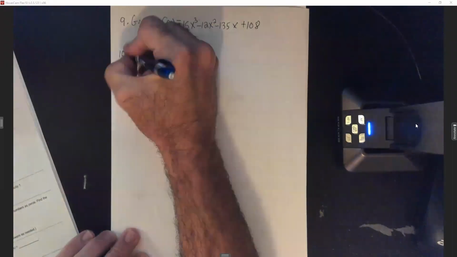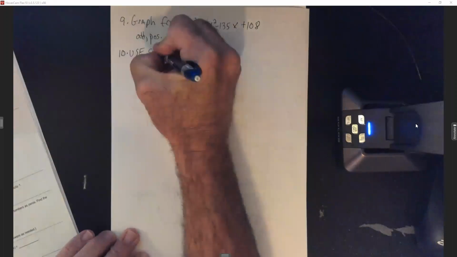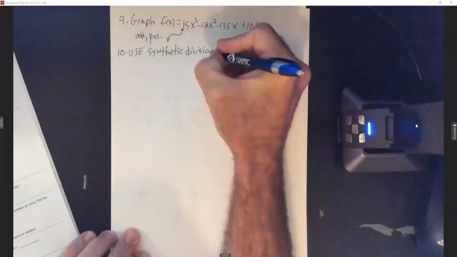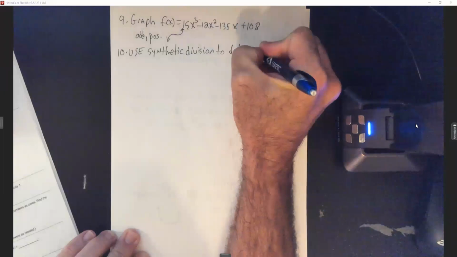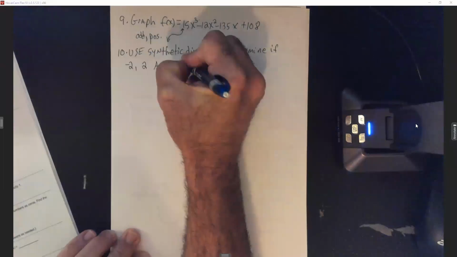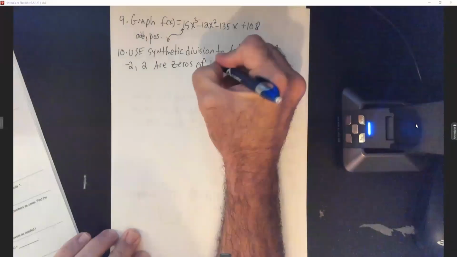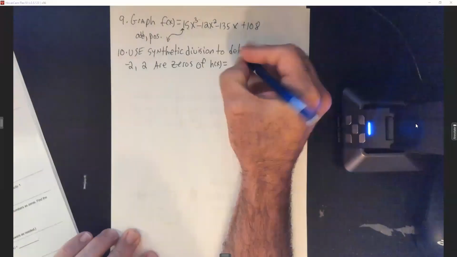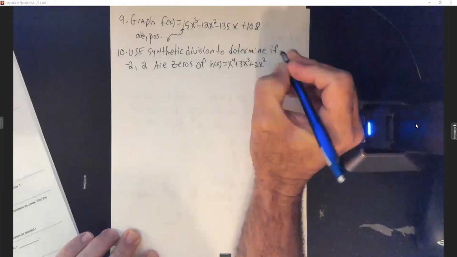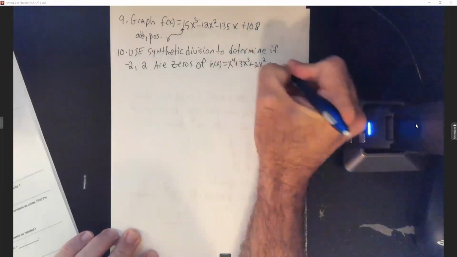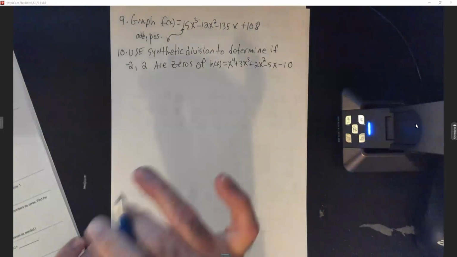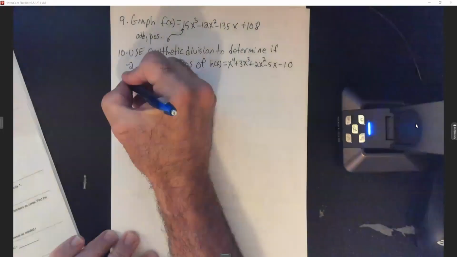All right, number 10, use synthetic division. So now we're getting into the synthetic division to determine if negative 2 and 2 are zeros of h of x equals x to the 4th plus 3x to the 3rd plus 2x squared minus 5x minus 10. If these numbers are zeros, my remainder will be 0 when I do my synthetic division. So I got to check both of these numbers one at a time.